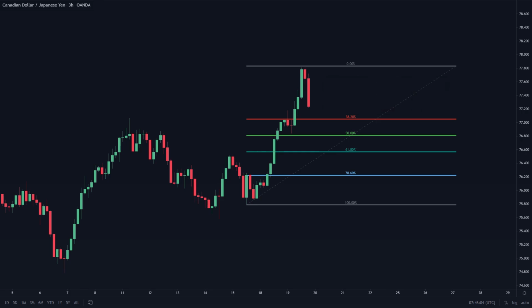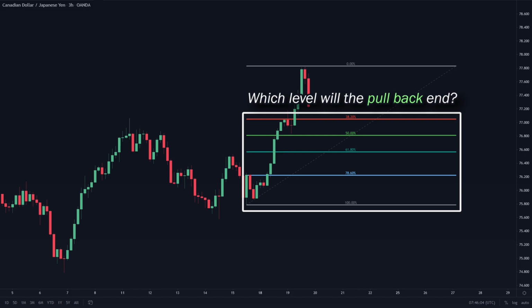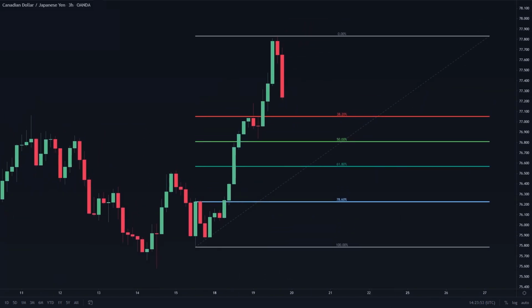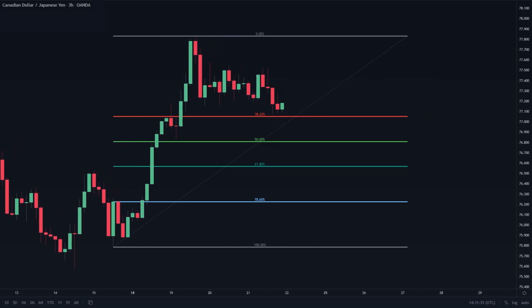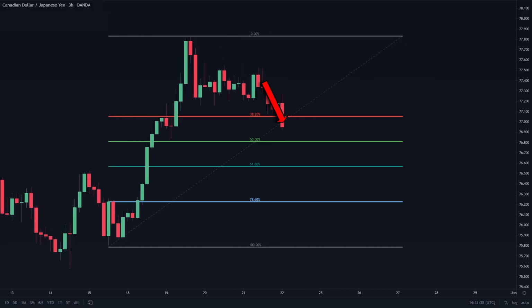So now the question is, how do we know at which level will the pullback end? Well, just like normal support and resistance, you cannot immediately take positions just because price touches one of the levels. You need to wait for confirmation by looking at the price action. Let me show you an example. So here, we can see that the price made a slight consolidation, then proceeds to break below the 38.2% level.